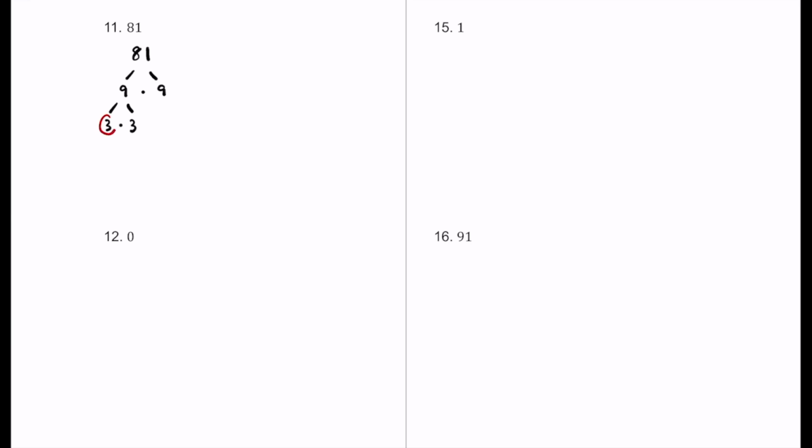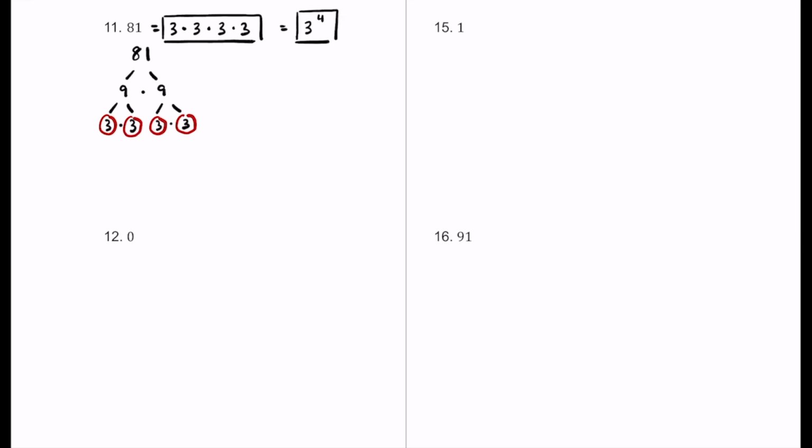These are prime numbers, so I'm going to circle the 3's. It looks like this 9 over here is also going to break into 3 times 3. They're going to be the same. And so we can go ahead and circle all of these. So turns out 81 just breaks into the product of 3 times 3 times 3 times 3. That's just written out as one long sentence. And then using exponents, we can say this is going to be 3 to the 4th power.